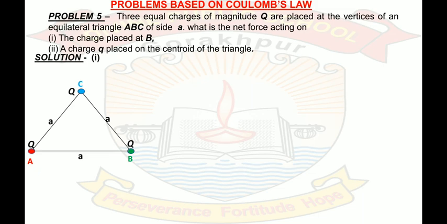Now we have been asked the net force acting on the charge which is at B. The charge which is at A will repel the charge which is at B because both are positively charged. The direction of force will be away from A, in this direction. The name of the force will be Fa. For the charge which is at C, it will also repel the charge at B, and the direction of force will be away from C, in this direction, and this force will be Fc.